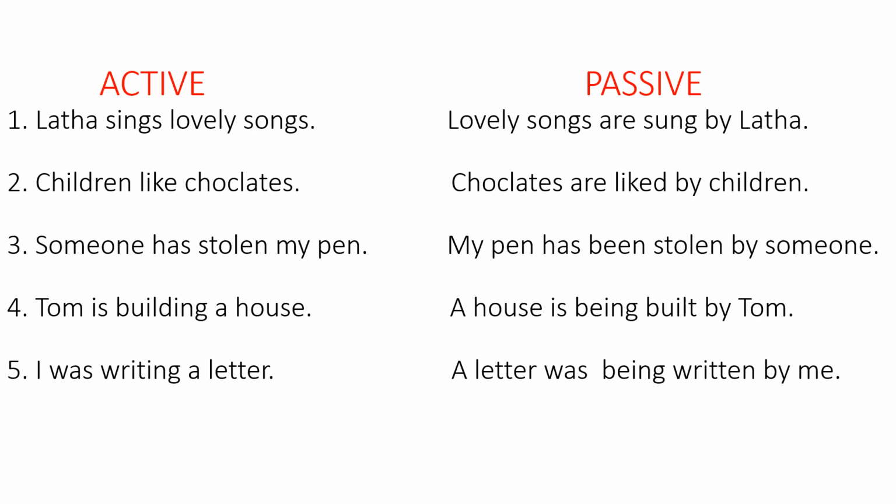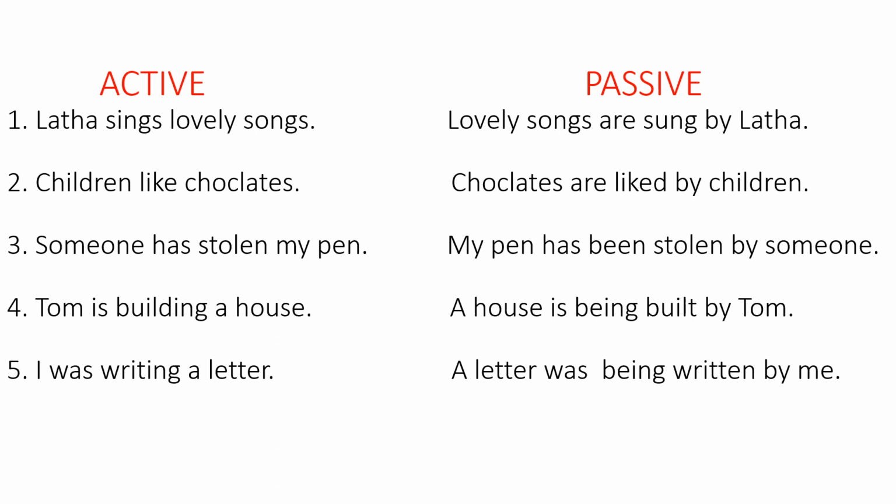Here is the second sentence, very easy. Children like chocolates. Chocolates will be the object, like is the verb, children is the subject. Now the object will change into the subject, the last word will come first as subject. Chocolates is plural, so: chocolates are liked by children.